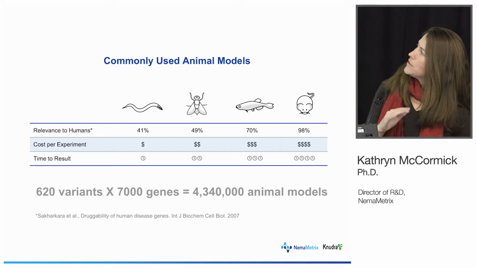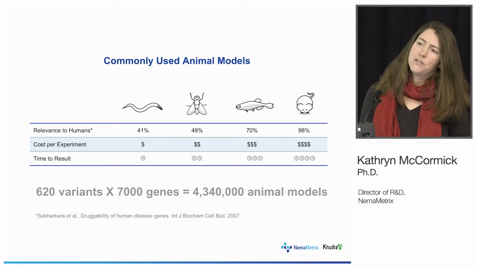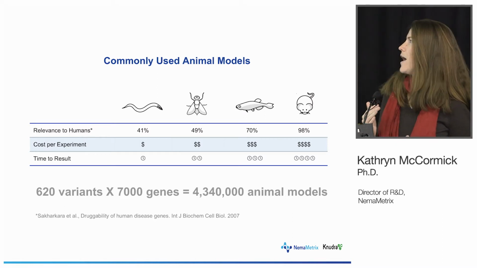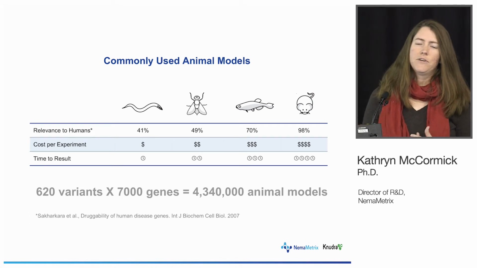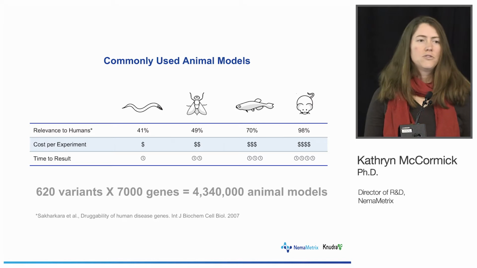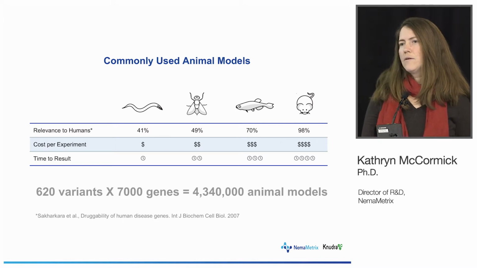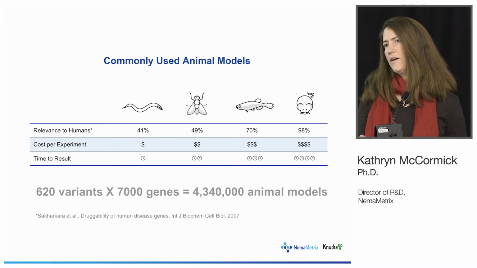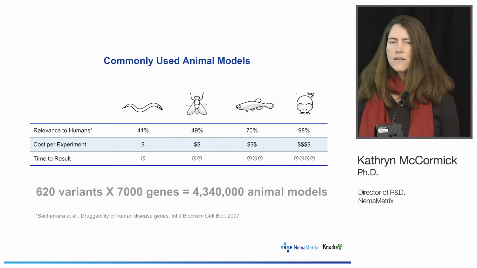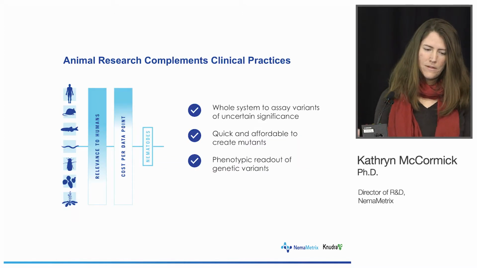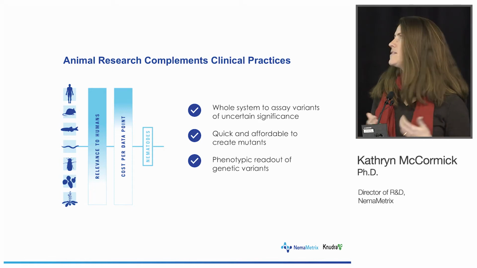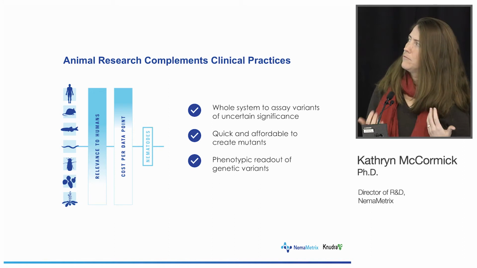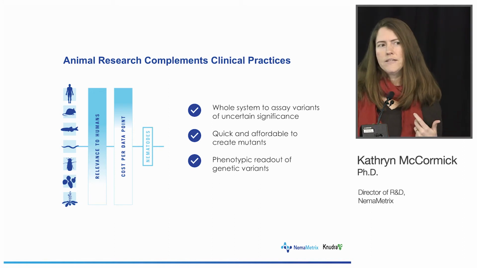However, if you look at the other end of the spectrum with C. elegans, you have about 41% homology to human genes, and you have a much decreased cost per experiment, and the time scale is very fast, so you can actually get answers in 2 to 3 weeks with C. elegans, from the creation of your transgenic line to the phenotyping of that transgenic line. So we find that C. elegans is the right level for us when weighing relevance to humans and cost per data point.